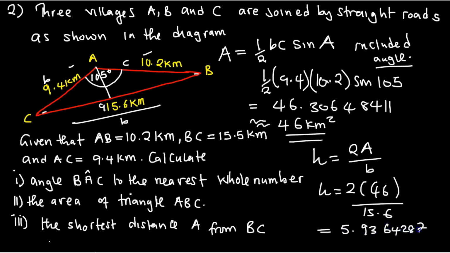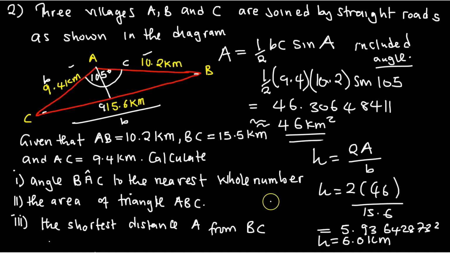If we calculate here, we are going to find 5.936728732. Rounding off this one, it is going to be 6.0 kilometers. So this is our shortest distance, and that is how you simply apply cosine rule.